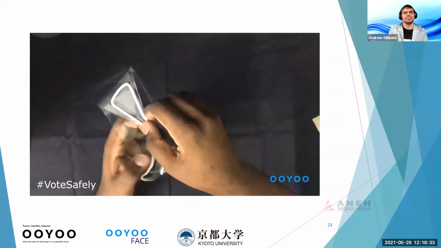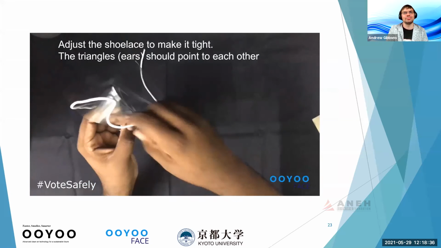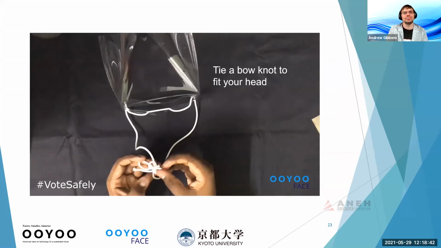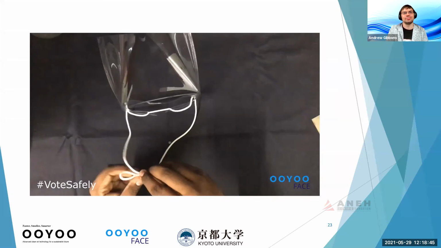Now once that's done, let's readjust the shoelace and make sure it's a bit tight. And then let's make a bow knot, and the OOYOO face mask is done.